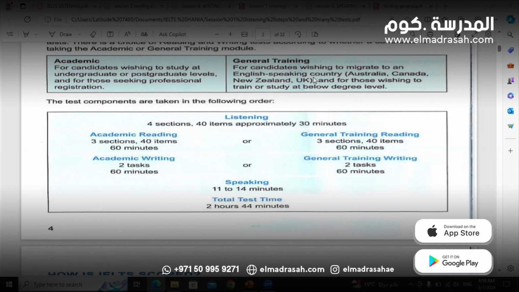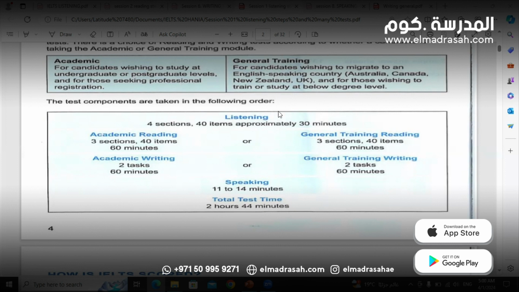So the IELTS exam is divided into two kinds, which are the academic IELTS and the general IELTS. The academic IELTS is held for the purpose of postgraduate studies. The candidates who want to get the PhD degree or the master's degree from a foreign country should have the academic IELTS. But the general IELTS is for the people who want to migrate to an English-speaking country. This is the general IELTS.